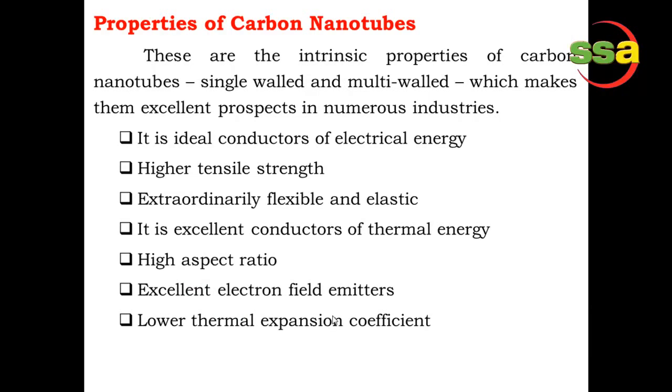Now, in bulleted form, the properties of carbon nanotubes, let us see. They are ideal conductors of electrical energy. Higher tensile strengths are possessed by carbon nanotubes. Extraordinary flexible and elastic properties are exhibited by carbon nanotubes. They are excellent conductors of thermal energy. Carbon nanotubes have higher aspect ratios. Carbon nanotubes are absolutely excellent electron field emitters. Lower thermal expansion coefficients are also possessed by carbon nanotubes.